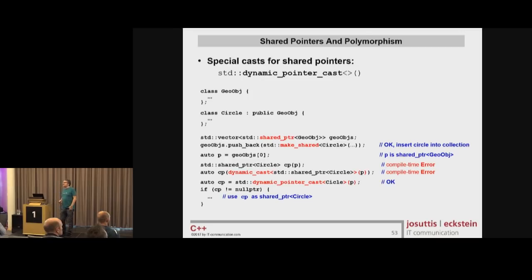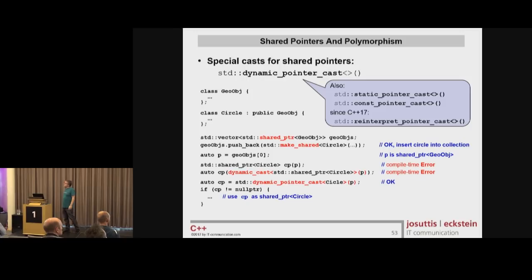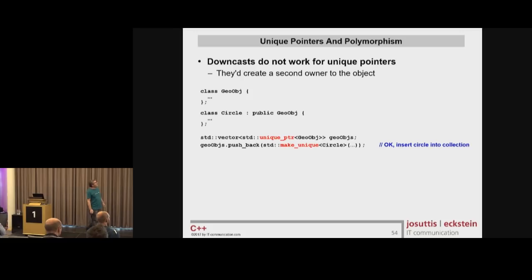And that does not only apply to downcasts, that also applies to the other casts. So therefore, we have for shared pointers static_pointer_cast, const_pointer_cast, and since C++17, we also have introduced reinterpret_pointer_cast, which I would always say is at least as much of a smell as a reinterpret_cast alone. Okay.